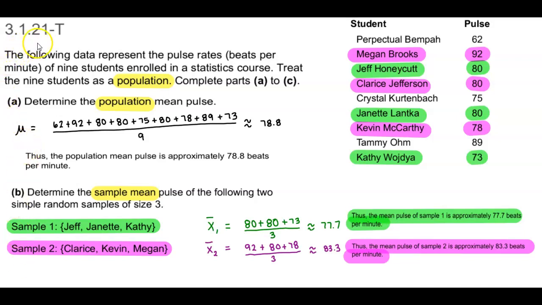In section 3.1.21-T, the question says the following data to the right represent the pulse rates, beats per minute, of 9 students enrolled in a statistics course. And it's telling us that we're going to treat the 9 students as a population, and we're going to complete parts A to C. So here is the student's name, and then there's the pulse. So again, there's 9 students, and that's what it tells us in the problem.